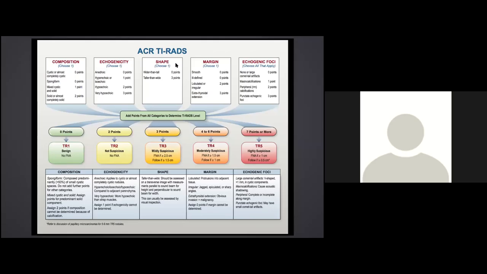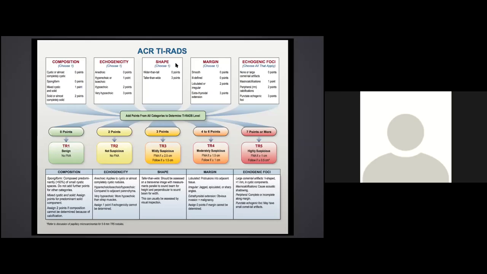If you go next to the echogenicity, if it is anechoic, it is 0 points. If it is hyper- or isoechoic, and I think you saw some of the images, and I will show some of these images as well, it'll be 1 point. If it is hypoechoic, it's 2 points. And of course, if it is very hypoechoic, that suspicious nodule gets 3 points. Coming to the shape, as Siddharth mentioned, if it is wider than tall, it is 0 points. But if it is taller than wide, it gets 3 points.